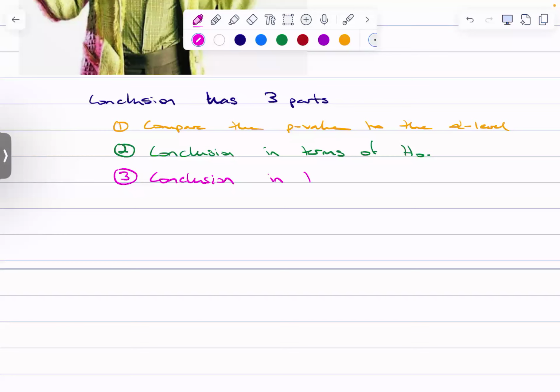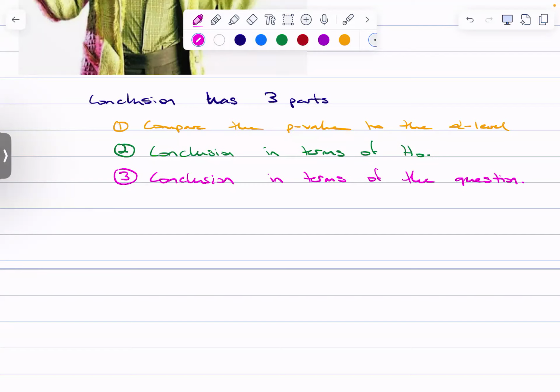Conclusion in terms of the question, right? What does rejecting H naught or failing to reject H naught mean to your boss, for example? All right. So really the only part that they're going to be reading. So you don't want to forget it.